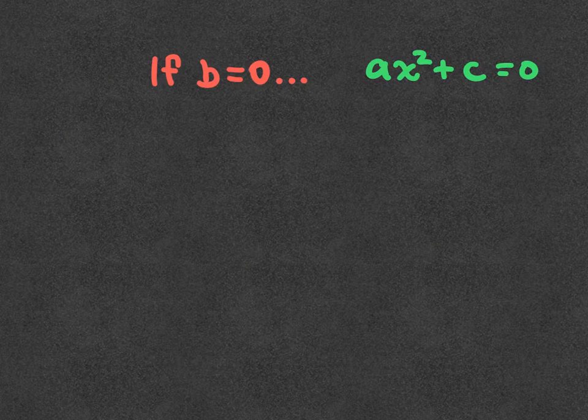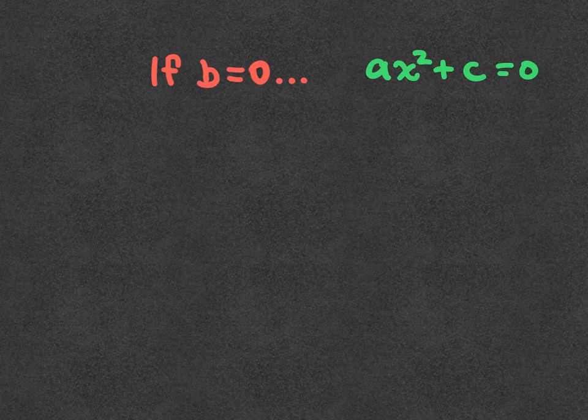All right, guys, so if b is equal to 0, then really what we're going to be encountering here is ax squared plus c equals 0. My goal and objective here is to determine values for x such that when I evaluate this side of the equation, I get 0 out. So it's a solution to this equation.